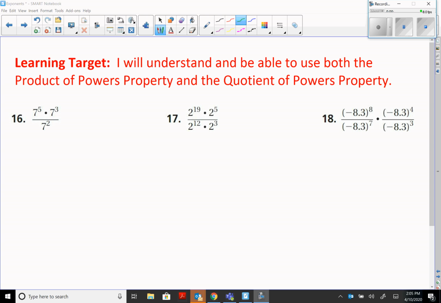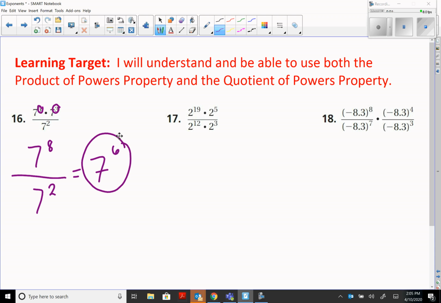All right, so we have 7 to the 5th power times 7 to the 3rd divided by 7 to the 2nd. I'm going to go ahead and use the product of powers property first, which means I'm going to add the exponents. I've got a 5 and a 3, and when I add 5 and 3, I get 8. So 7 to the 8th over 7 to the 2nd power. Then I'm going to use the quotient of powers property, and since I have the same base, I'm going to subtract the exponents. 8 minus 2, which is 6. So my final answer is 7 to the power of 6.